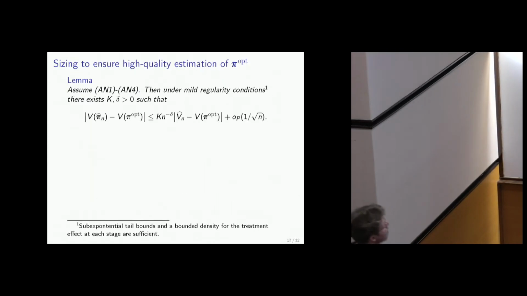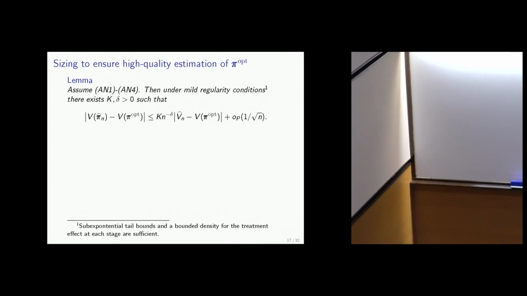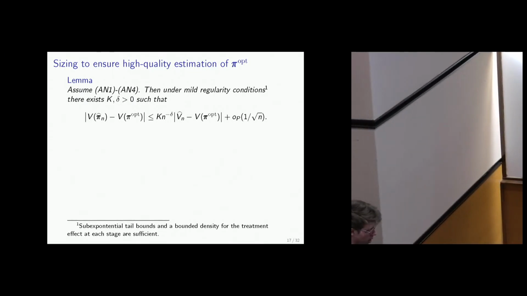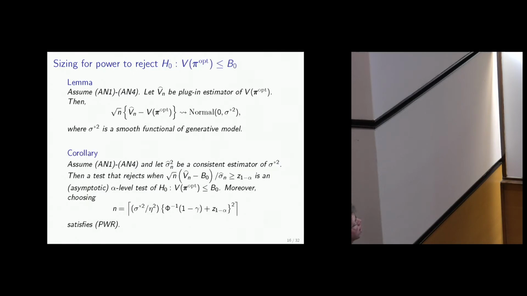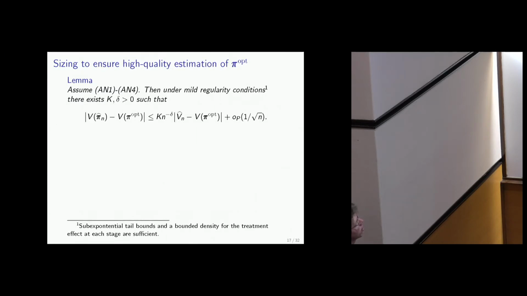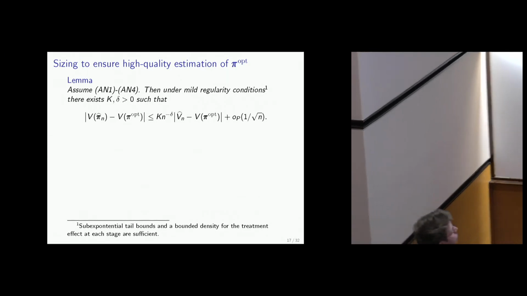Okay, so that's the power criterion. Now for the quality of the estimated regime. We have this bound on the difference between the value of the estimated regime and the value of the optimal regime, which is again what we want to bound. It's bounded in terms of this thing that I just told you on the previous slide, which we know how to control, plus some term that will be negligible when we scale by root n.